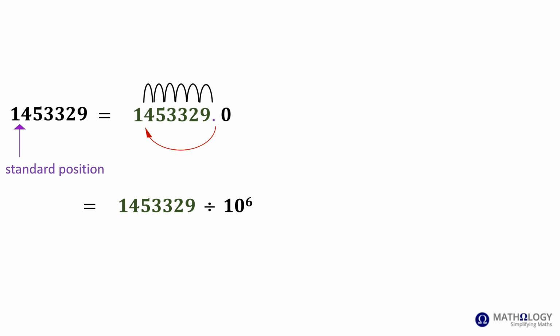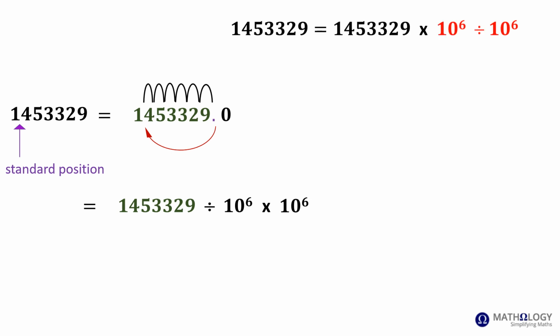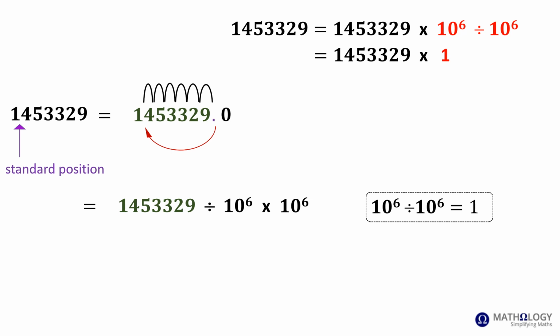However, we cannot change the value of the number in any way, so we must also, at the same time, multiply by 10 to the 6. Multiplying the number by 10 to the 6, and then dividing by 10 to the 6, is the same as multiplying the number by 1, which leaves the value of the number unchanged. So, this number, in standard index form, is written as 1.45332 times 10 to the 6.